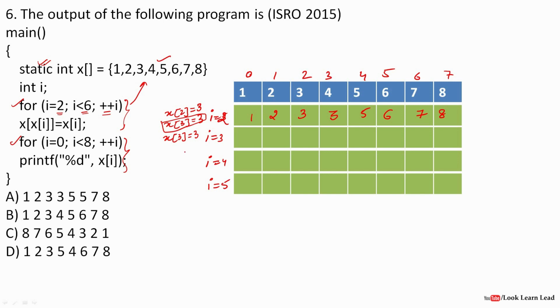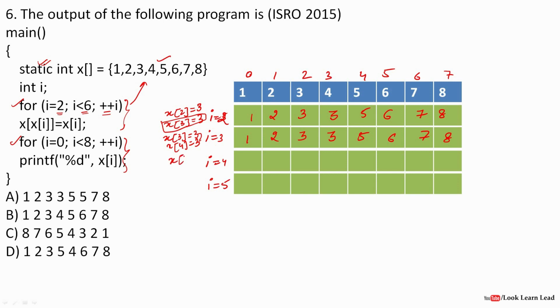It is 3, and x of 4 would be equal to 3. So x of 4 is x of i, it would be equal to 3. So x of 4 is already 3. So it is 1, 1, 2, 5, 6, 7, 8. All else remain the same.